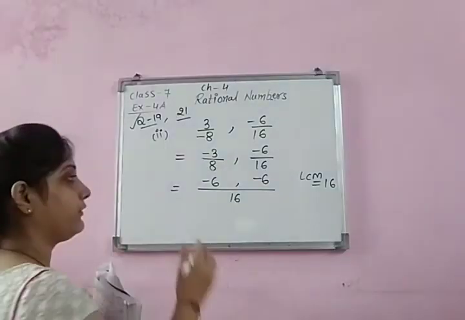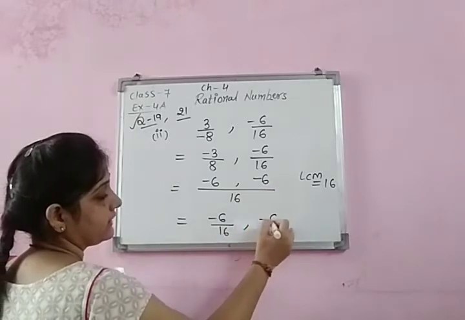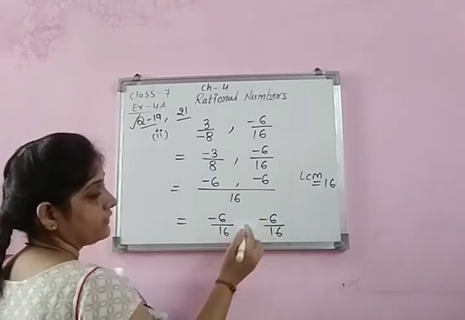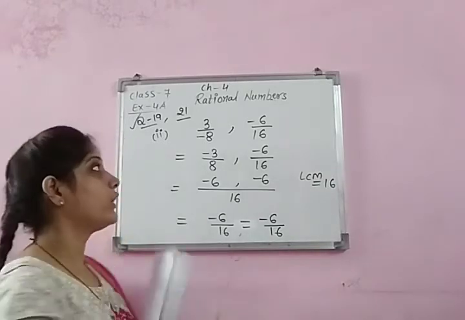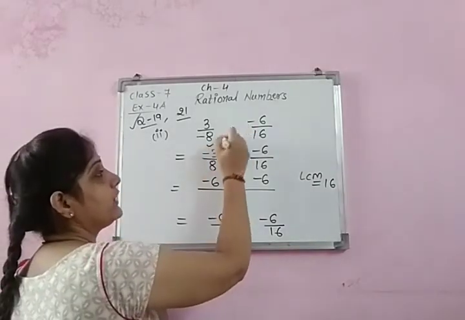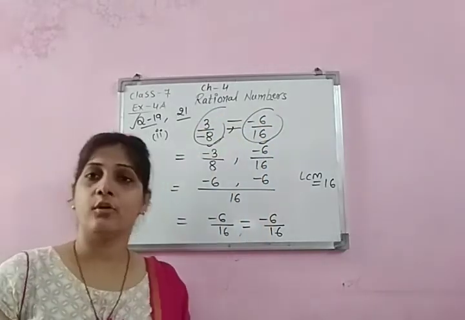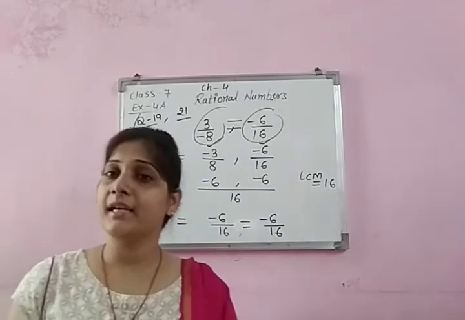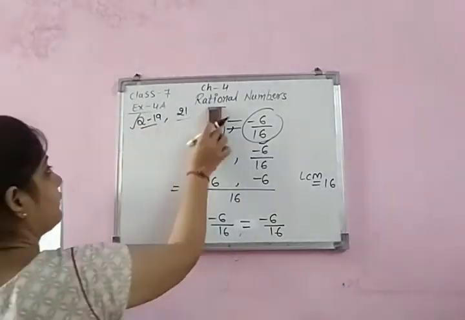The two rational numbers which we get are minus 6 by 16 and minus 6 by 16. So can we compare? Yes, both are equal. So what can we say? These two rational numbers which are given to us are equal. Okay, so in this way we can check. But make sure the denominator must be positive first.